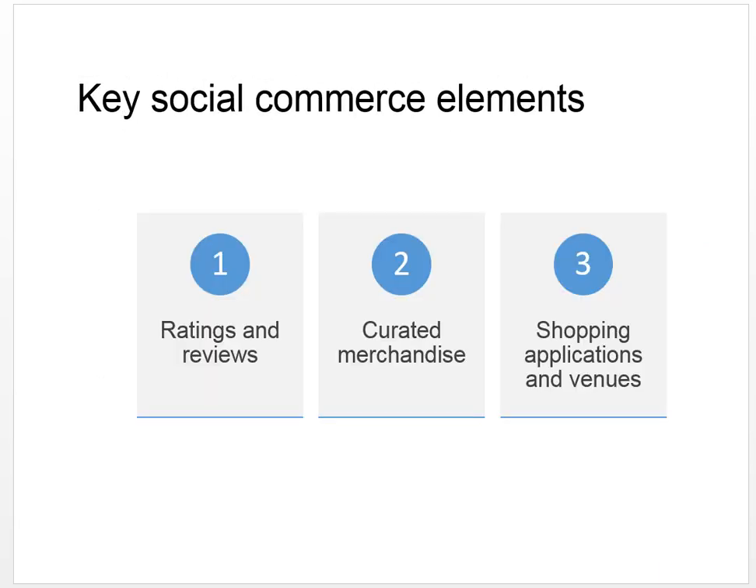So we have some key social commerce elements. We have ratings and reviews, curated merchandise, and shopping applications and venues. So what we will do, we will start with reviews and ratings. So we've all experienced ratings and reviews. Essentially, you look up a particular product. Normally people just put it into Google and add review to the end of it, as the search results would indicate from Google search results.